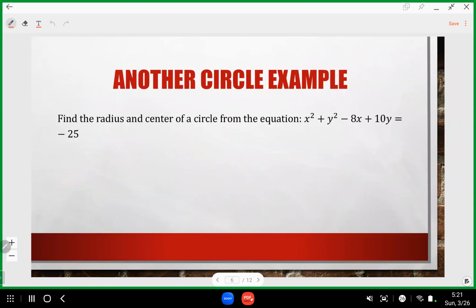So now let's go over to another circle example. This one I forgot to include in the homework, but it's basically pretty similar. I just want you guys to be exposed to this kind of problem. It's quite common. Find the radius and center of a circle from the equation x squared plus y squared minus 8x plus 10y is equal to negative 25.